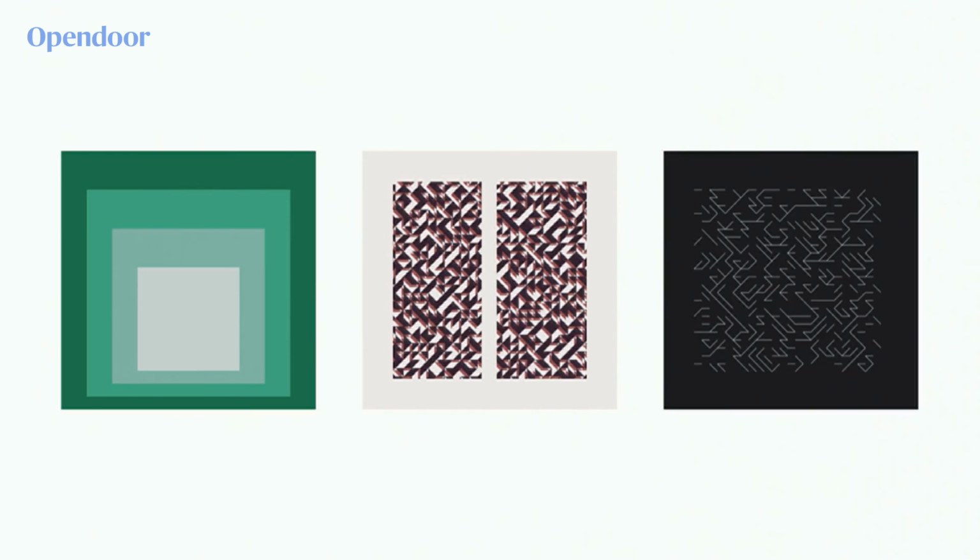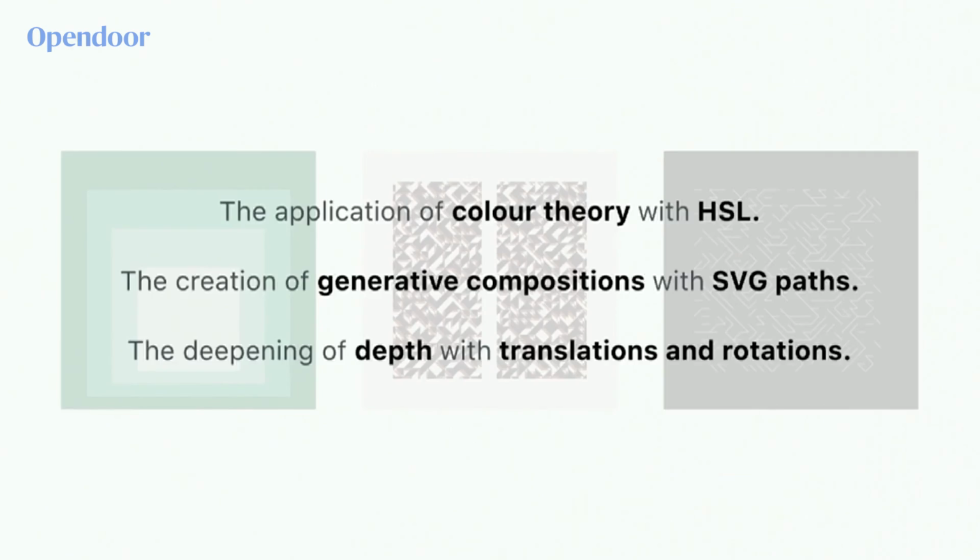Cool. I hope this is a useful overview of the different ways we can use these practical technologies to make something strange and beautiful. JavaScript doesn't have to be used for utilitarian web applications. It can be more freeform and exploratory and used to create art. We can apply color theory with HSL. We can create generative compositions with SVG paths. And we can create the illusion of depth with transforms.